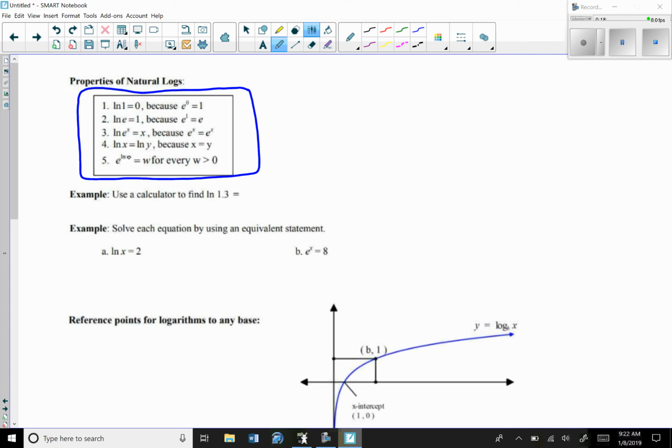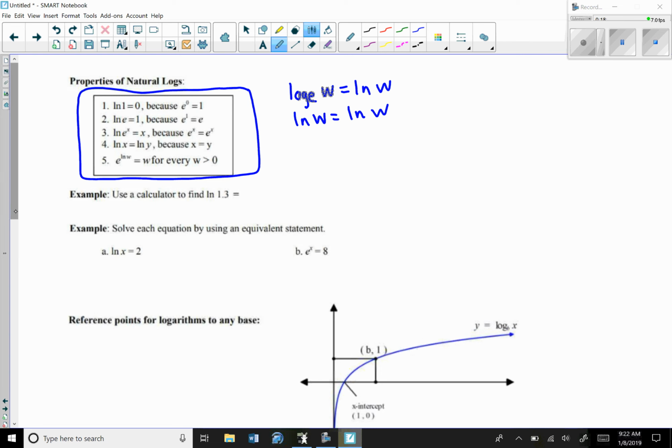And e to the natural log of w is equal to w. And again, that's because you can write this in log form, if you wanted to write it using the log. So log base e of w equals the exponent, which in this case is the natural log of w. And remember, we can write the log base e as the natural log. So the natural log of w equals the natural log of w. So that's why we can do number 5 there.